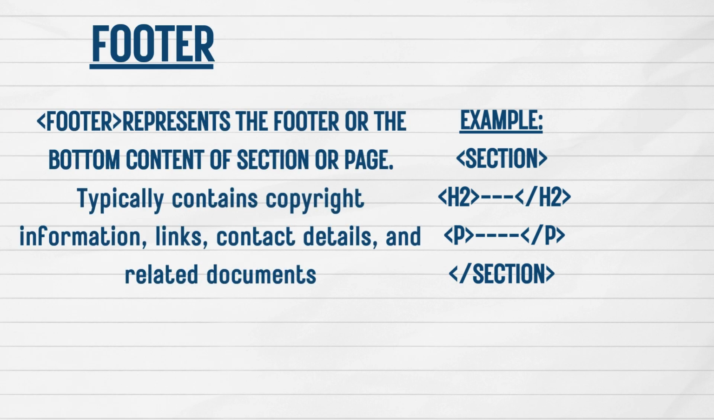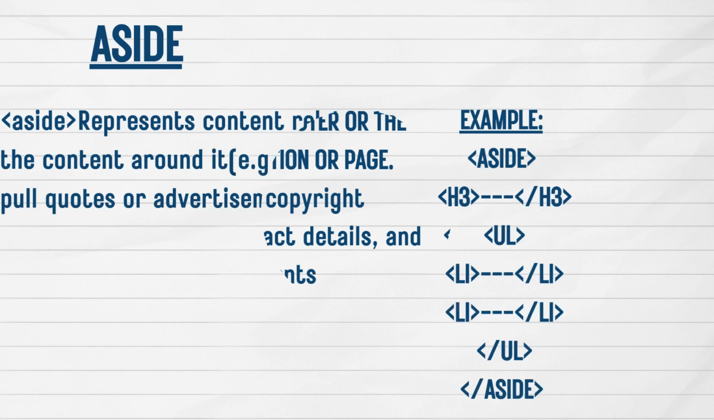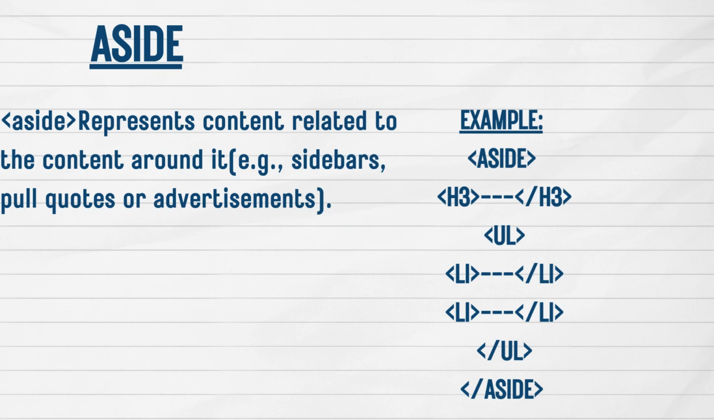Footer. Footer represents the footer or the bottom content of a section or page. Typically contains copyright information, links, contact details, and related documents. Aside. Aside represents content related to the content around it. Examples are like sidebars, pull quotes, or advertisements.